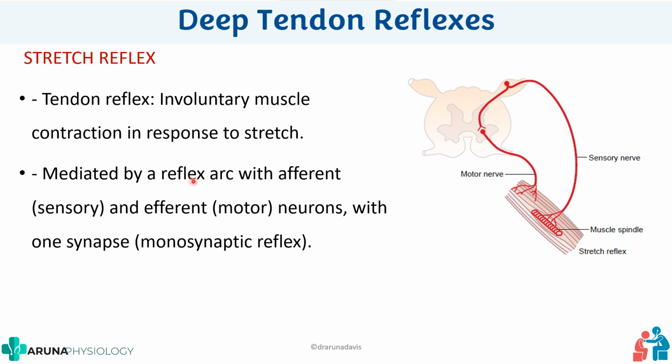It is mediated by a reflex arc with the afferent, which is sensory, and the efferent, which is a motor neuron, and that is just one synapse. It is a monosynaptic reflex. Now that is another difference between superficial and deep tendon reflexes. Deep tendon reflexes are monosynaptic reflexes.